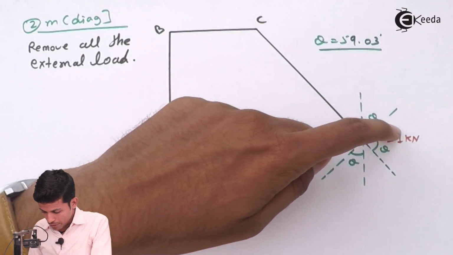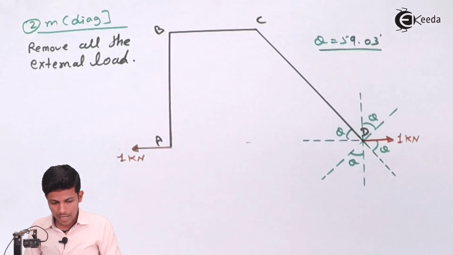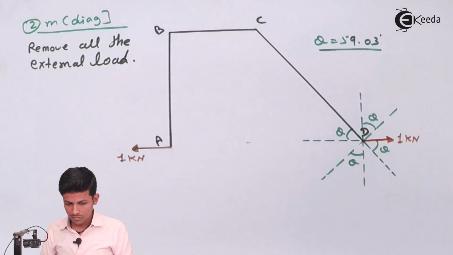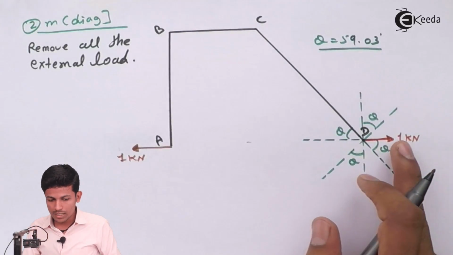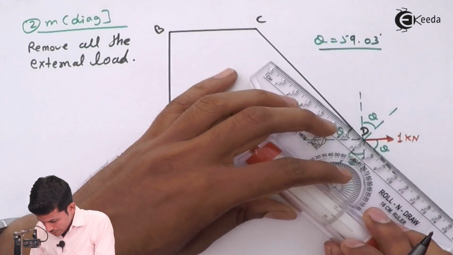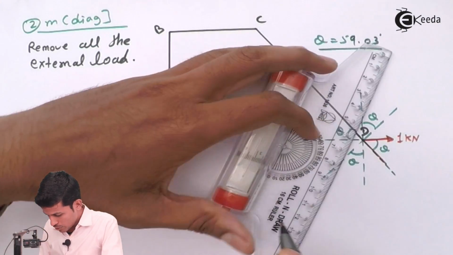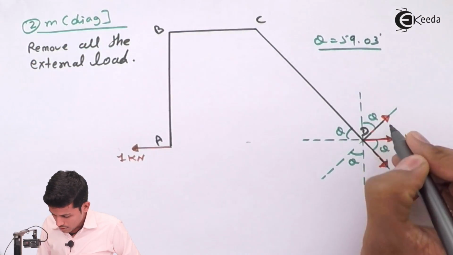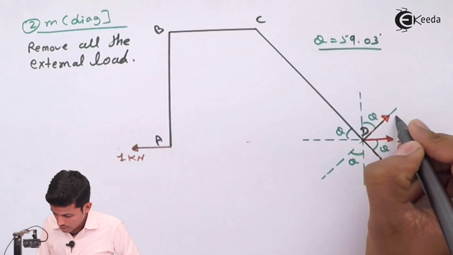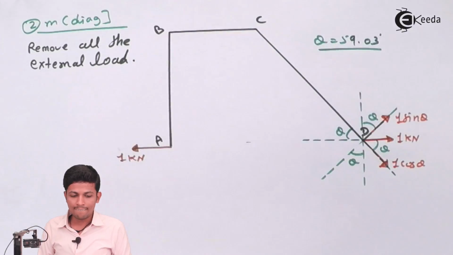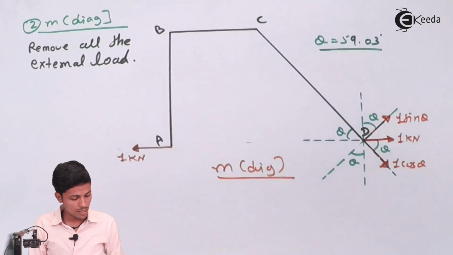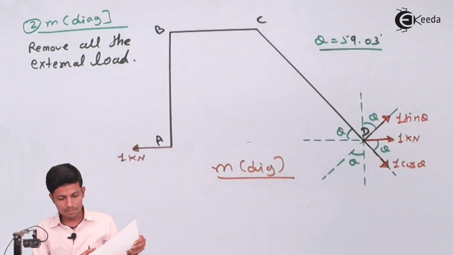Now see, we want this 1 kilonewton, when it is going in this direction, our moment will come over here. This one will come into this one, then this is your moment and this one is also your moment, means we want 1 cos theta and this is 1 sin theta. Okay, this is your small m diagram, and this is your M diagram.